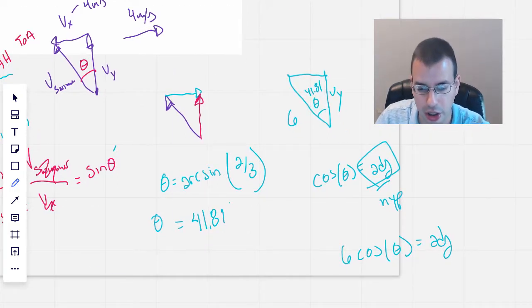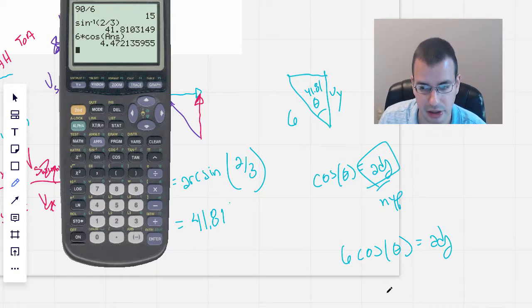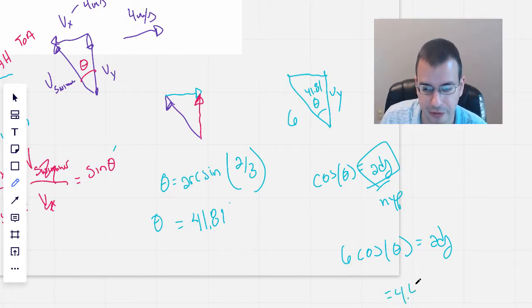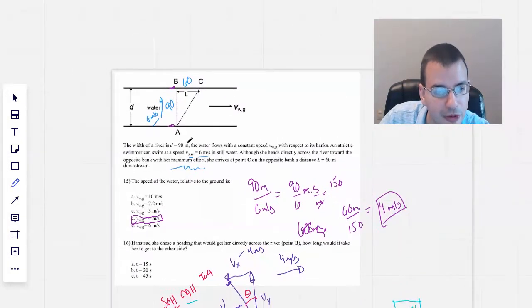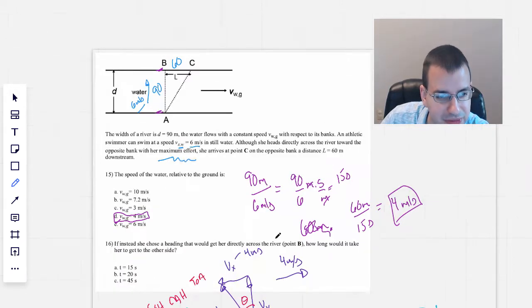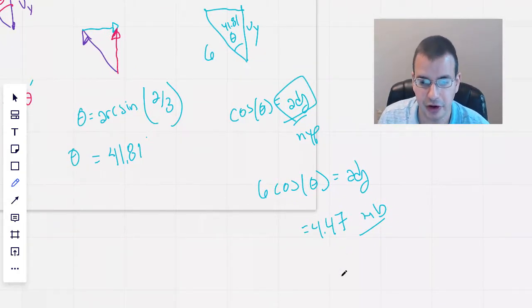Going to our calculator. Let's do 6 times cosine, second answer, that way I get to keep the whole thing. That should give us 4.47, and that's meters per second. So that 4.47, we're going to be using that to cross 90 meters. That's actually a pretty big river. 90 meters. That is a big river.